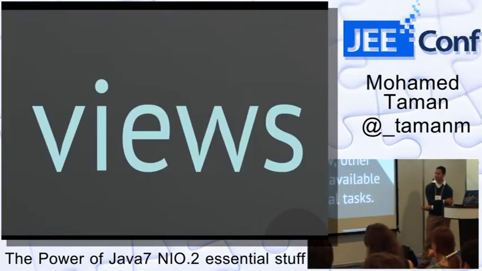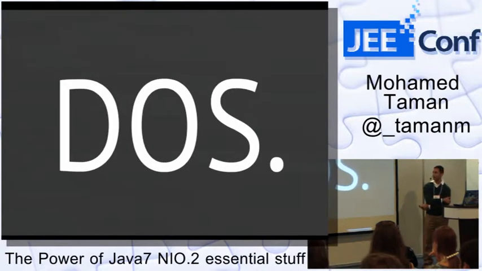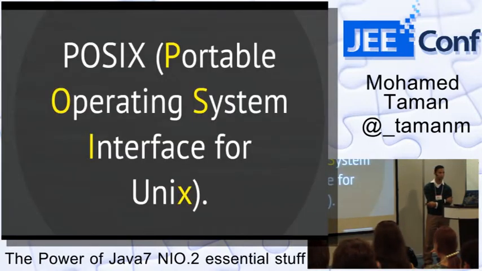We have 6 views implemented by default in the JDK. The basic view is supported by all operating systems. It includes 7 to 8 methods that cover all the common functionalities: is it hidden, the size, is it a directory, file, link or symbolic link, the common basics. All the other views extend this view, okay? And we have the DOS view and the Samba view. These work on Windows only. POSIX works on Unix and Unix-like operating systems.